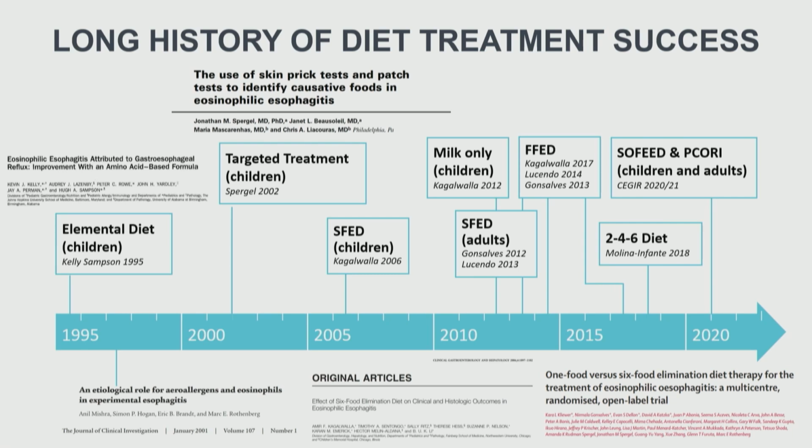The group in Spain were really pioneers in considering step-up therapy when we think about stepping from a 2-food to 4-food to 6-food elimination diet, and how this might decrease the need for endoscopy and a less restrictive diet, because we know that most people have 1 to 2 food triggers in EOE.